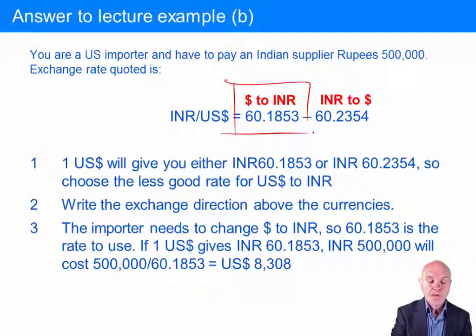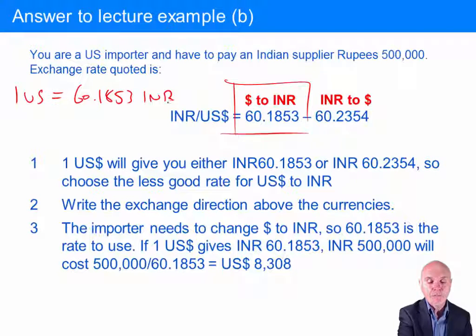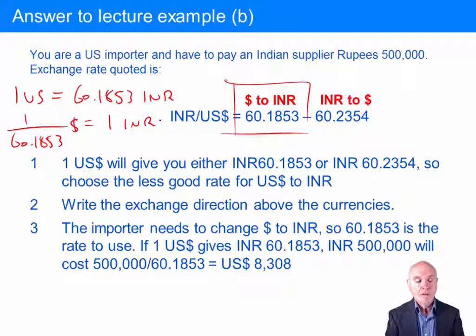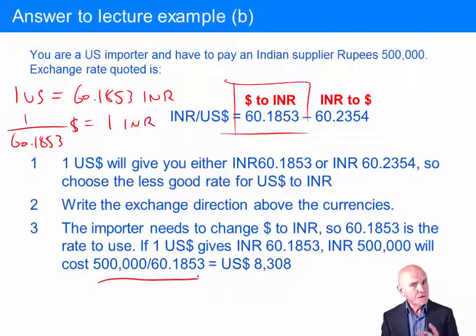Okay. So basically what this is saying is $1 is equivalent to or equal to 60.1853 Indian rupees. To turn it round, we're saying 1 over 60.1853 dollars is equal to 1 Indian rupee. Therefore, 500,000 Indian rupees would be simply 500,000 divided by 60.1853.